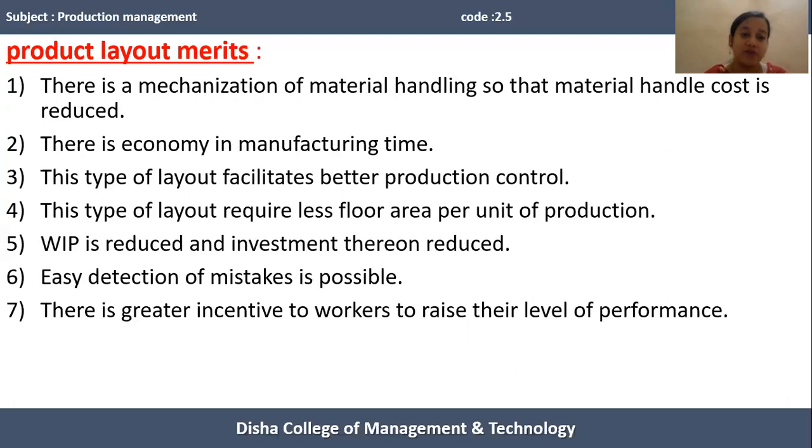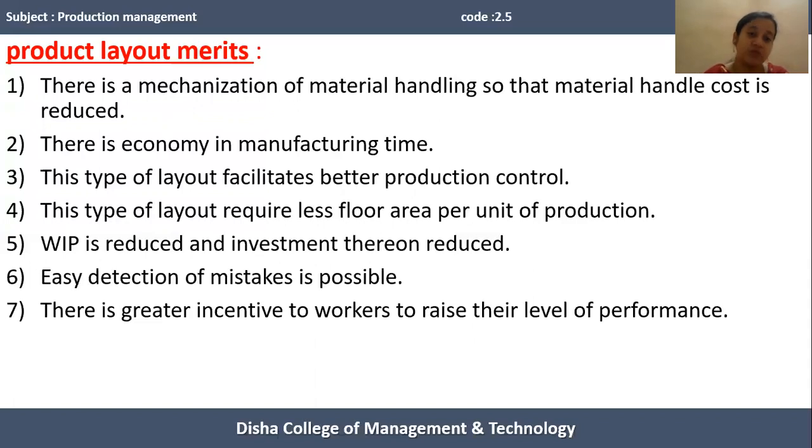This type of layout facilitates better production control. Means what? Every machine is arranged in a straight line manner, so that the plant manager, the production manager can control the production process. He can identify where a mistake or problem arises, and at that time he can correct those things, so that in case of product layout, the production can be controlled more effectively.